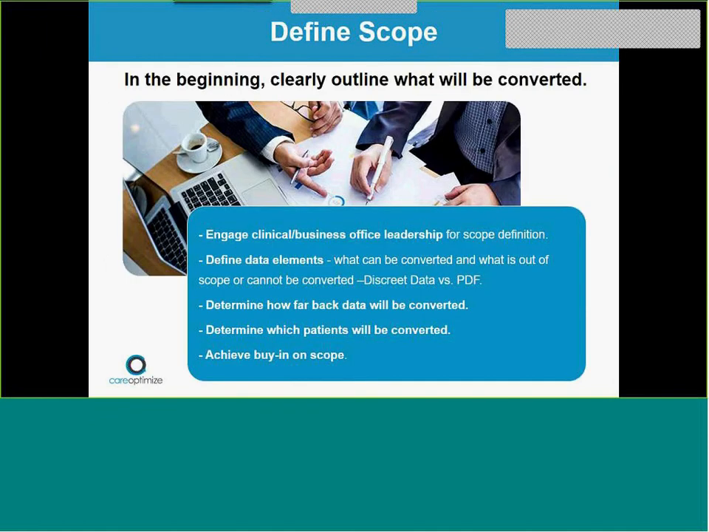The very first part of the process, of course, is defining scope, clearly outlining what will be converted and how. We encourage you to engage both clinical people in this process as well as business office leadership in determining the scope, as they will have very different motivations.